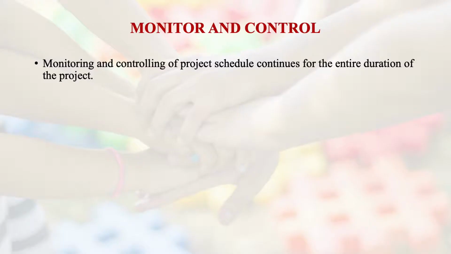Finally, the last activity as far as project scheduling is concerned is monitoring and control. It is in fact for the project completely. Monitoring and control of the project schedule continues for the entire duration of the project. Making a schedule is not enough, but monitoring that particular schedule meticulously over a period of time is the main essence of the project.